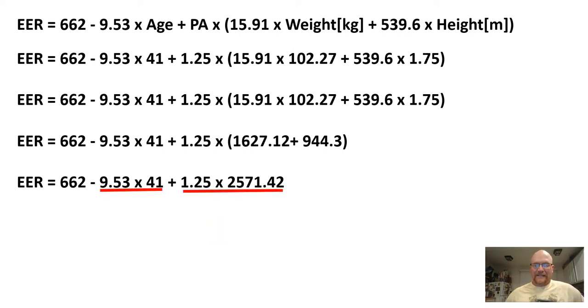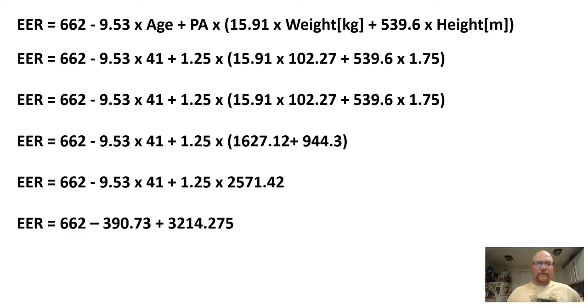So there's the next step. Do that multiplication next. So as we move down, I did both of them kind of in the same step. So 9.53 times 41 gives you 390.73. And then 1.25 times 2571.42, you do this multiplication, that gives you 3214.275. Now, all of the multiplication is done. There's no division, so we're left with addition and subtraction.